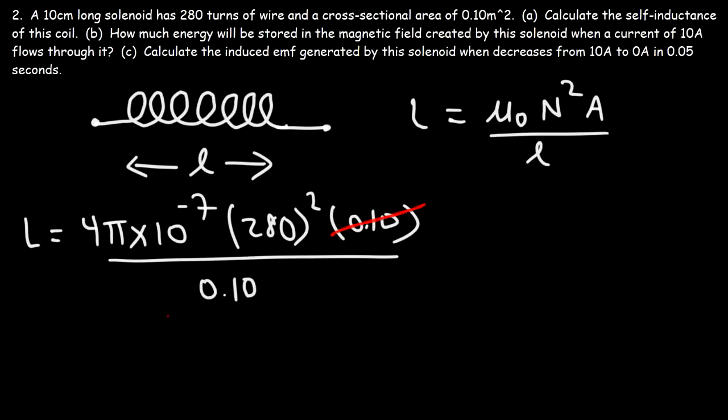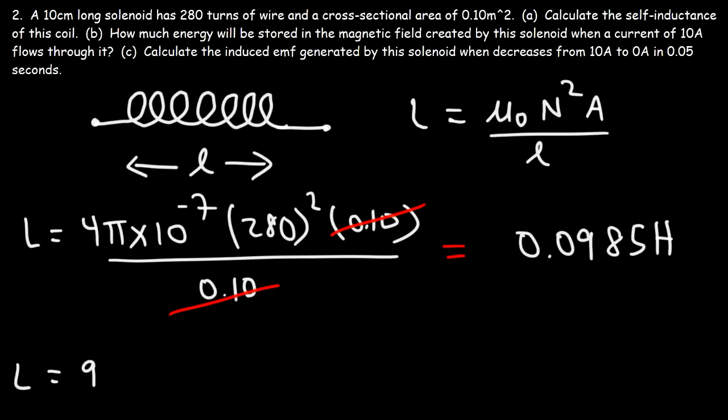So these two numbers cancel. So it's going to be 4 times 10 to the minus 7 times 280 squared times pi. And so you should get 0.0985 henries. So if you multiply that by 1,000, that's the same as 98.5 millihenries. So that's it for part A.